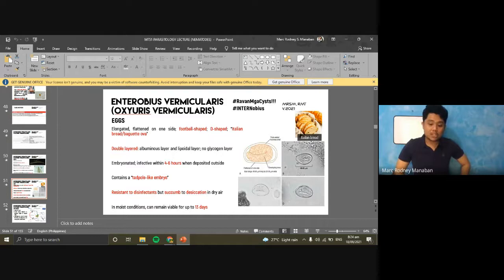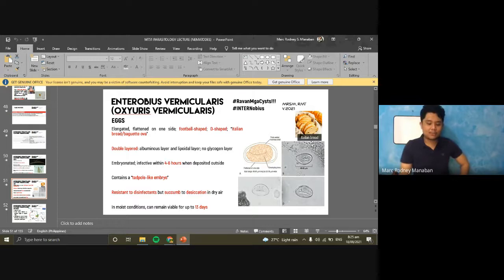Now, double-layered, ayan, albuminous layer, and you have an outer, a lipoidal layer. Wala siya glycogen layer, unlike your Ascaris. It's embryonated when deposited, meaning pag lay sa gawas, it's already embryonated. Nanay developing larva, alright? Already na siya mo-infect within 4 to 6 hours. Unlike your Ascaris and Trichuris, that when it is deposited outside, it still needs to mature mga pila ka days, all right, in the soil. If you can remember, if you have watched the lecture, gahapon. But for enterobius, pag ligid sa egg's environment, infective na gyud siya immediately, or infective siya within how many hours lang, all right? So it's embryonated when laid.